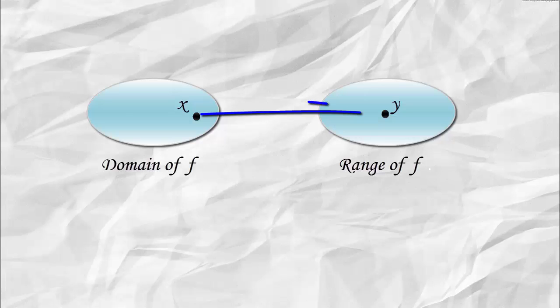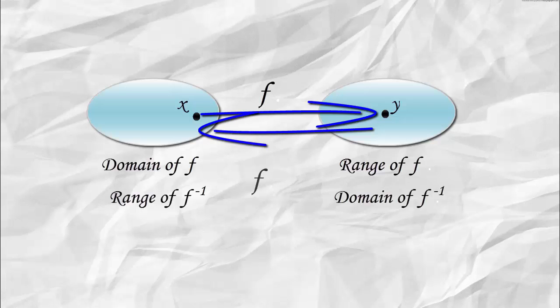Given a function f with its domain and range, the function f inverse has the domain equal to the range of f, and the range of f inverse is equal to the domain of f.